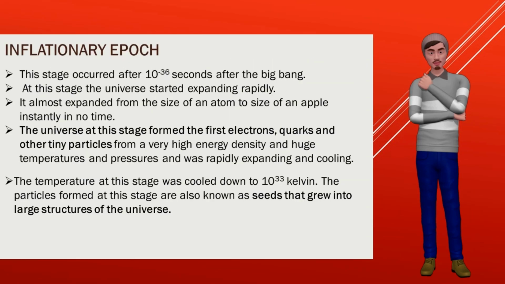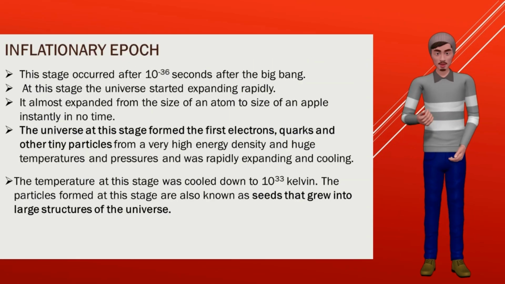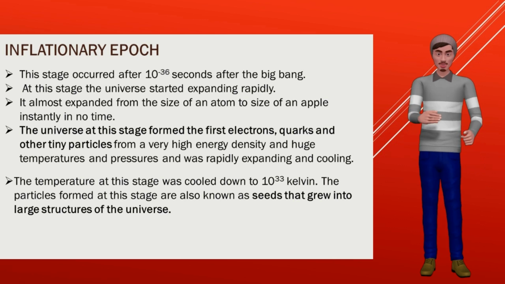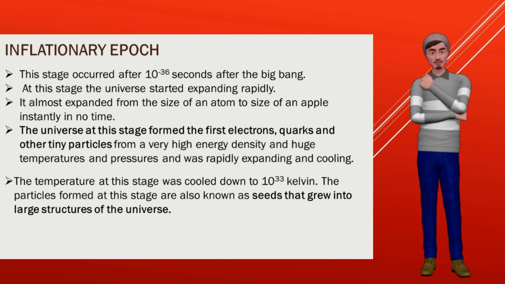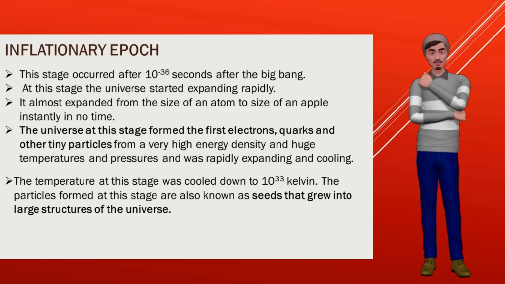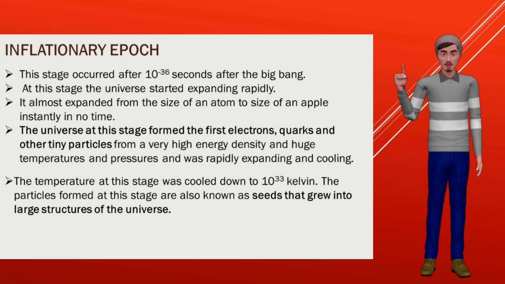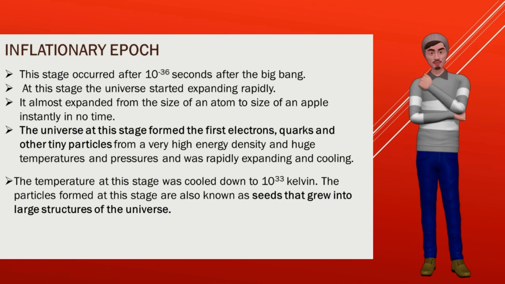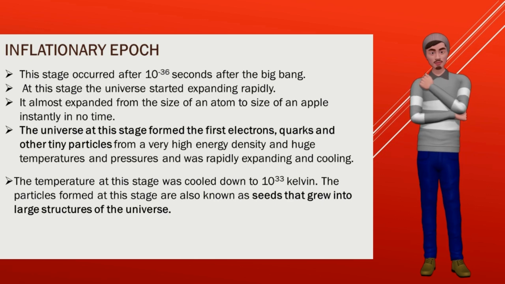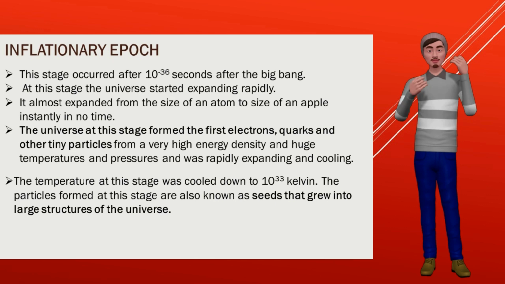The inflationary epoch. This stage occurred after 10 raised to negative 36 seconds after the Big Bang. At this stage the universe started expanding rapidly. It almost expanded from the size of an atom to the size of an apple instantly. The universe at this stage formed the first electrons, quarks and other tiny particles from a very high energy density and huge temperatures and pressures, and was rapidly expanding and cooling. The temperature at this stage cooled down to 10 raised to 33 degrees Kelvin. The particles formed at this stage are also known as seeds that grew into large structures of the universe.